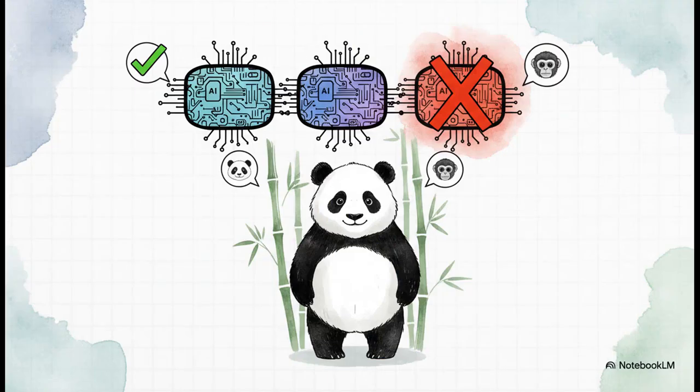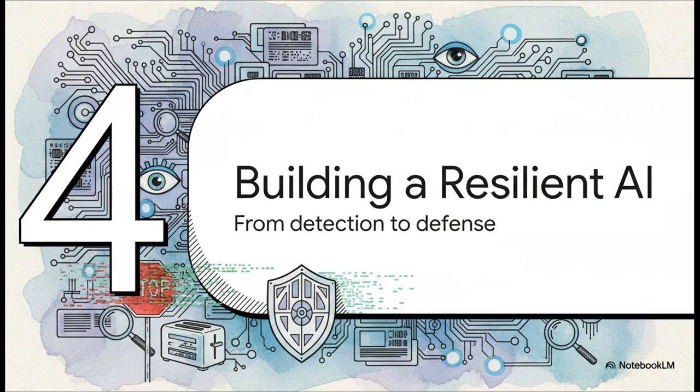And here we have a really powerful technique, ensemble validation. It's basically like getting a second opinion from a few different doctors. You show the same image to several different AI models. If two of them say panda, but a third one shouts gibbon, that disagreement is a huge red flag that something is wrong. Catching an attack is great, but building an AI that can resist them in the first place, that's the real goal.